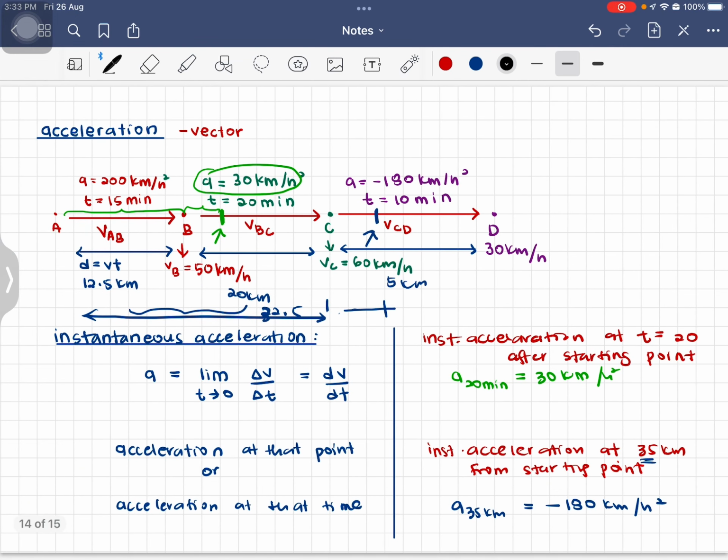Right? Okay, for this one, from A to B, you are accelerating. So the direction of A is to the right, and for B to C, it is also accelerating. Your direction of A to the right, but from C to D, you are decelerating, so your A is to the left. It is opposite with the V.